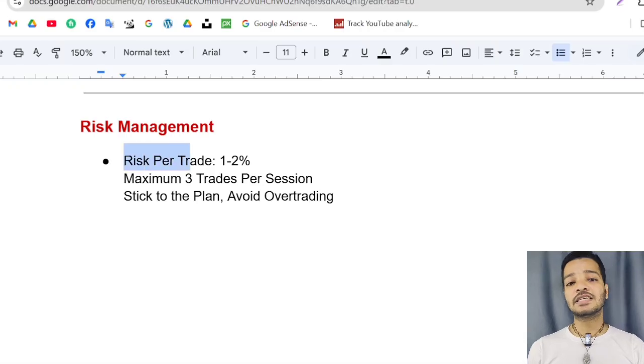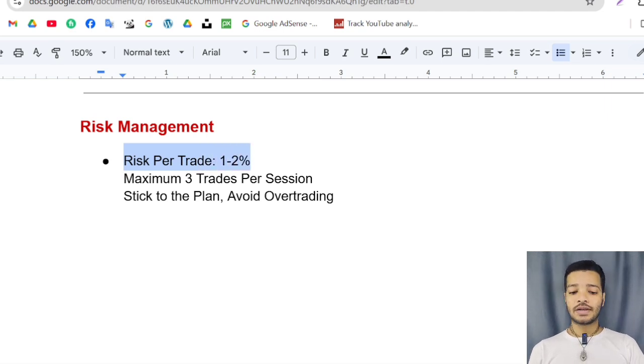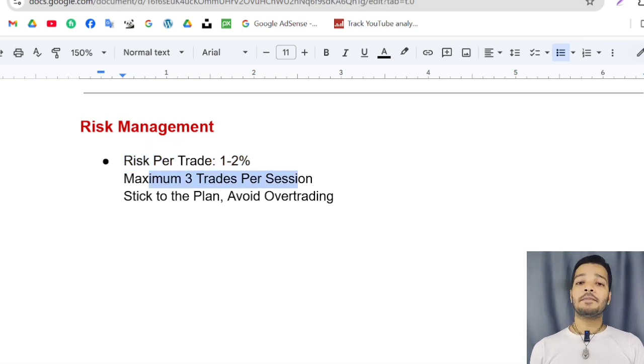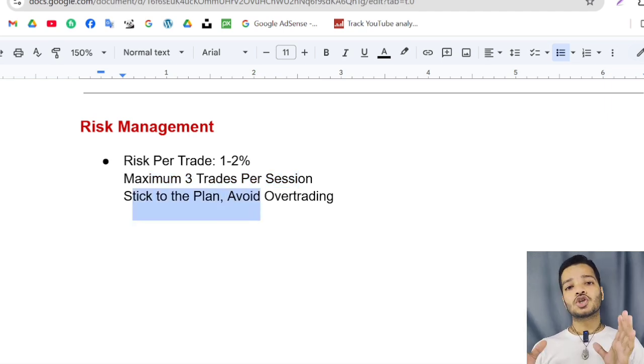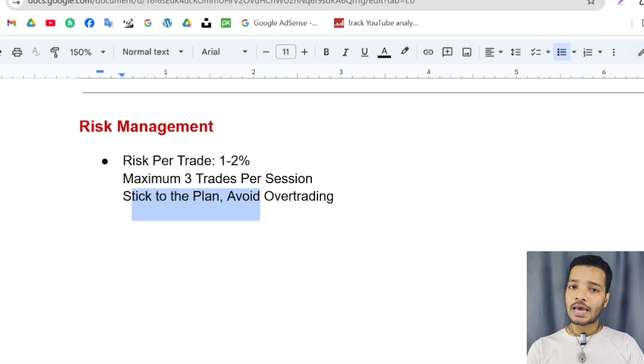Risk management is very important for forex scalping or forex long trades. So risk management: per trade only 1 to 2% risk, maximum only 3 trades per session, stick to the plan, and avoid overtrading. So this is a very simple strategy. If you learn this strategy properly, then you can be a profitable forex scalper.